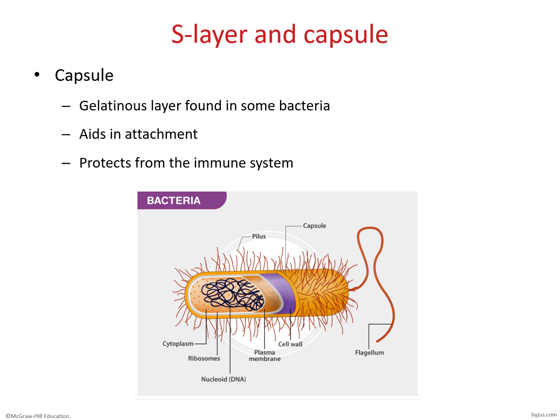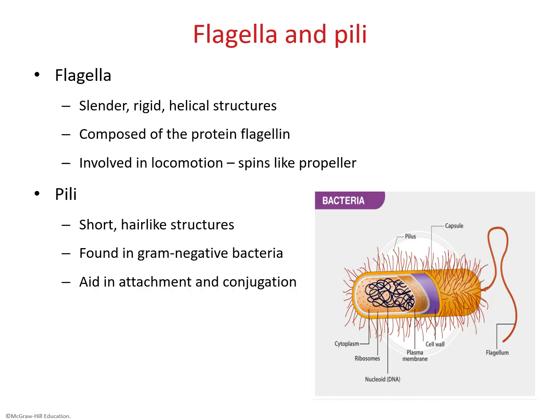So in this picture you can see here is your cell wall in purple color, and on top of the cell wall you can see the capsule. And another two structures that you can find on the exterior of bacteria are flagella and pili. Many prokaryotes have either flagella or pili or both. These are cell exterior structures that are involved in locomotion and aid in attachment and horizontal gene transfer.